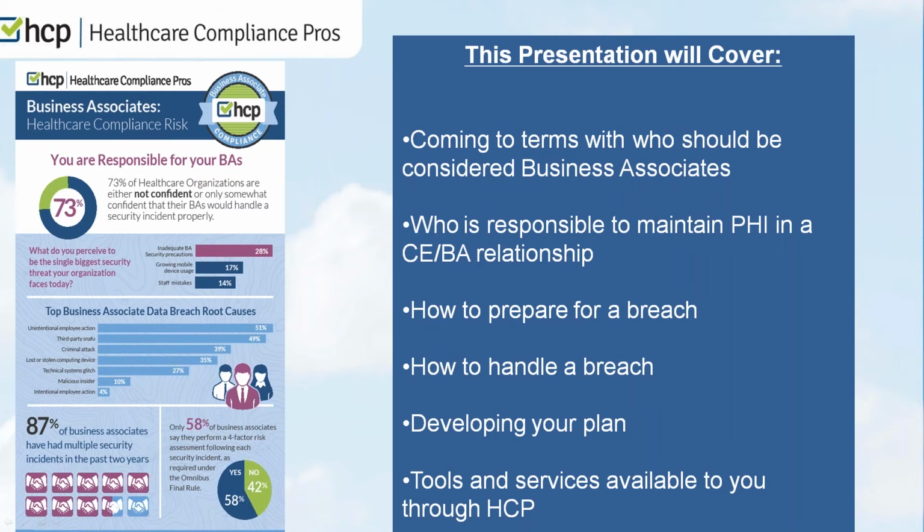Those type of things. With that in mind, last month we actually discussed what to do in the event of a breach. So this month, we're actually going to talk about what to do if the breach involves a business associate, how you would handle that breach by a business associate, and we also would like to talk about making sure that you have a plan in place with some of the tools that we have available to you through HCP.